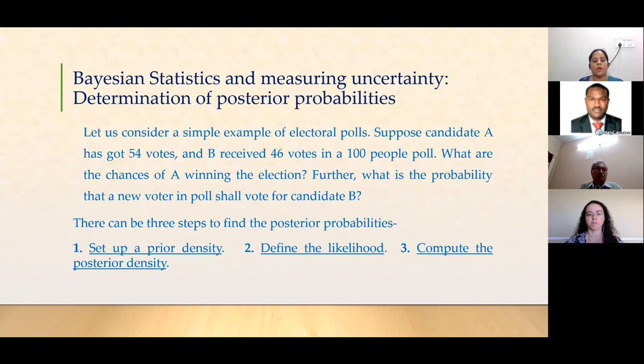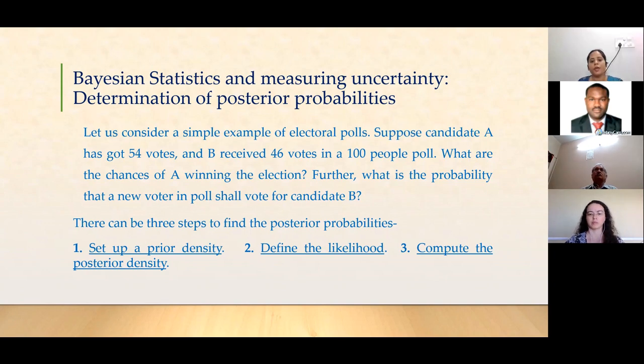Let us understand Bayesian concepts and the evaluation of uncertainty with a simple example of electoral polls. Candidate A has got 54 votes and B received 46 votes in a 100-person poll. So the question is, what are the chances of A winning the election? Further, what is the probability that any enrolled voter shall vote for B?